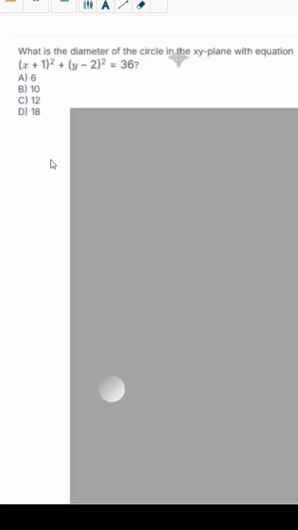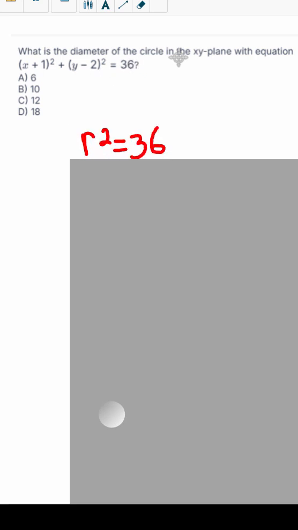Okay, let's practice one more. Again, we just change the numbers a bit from this same type of question. What's the diameter of the circle in the xy plane with equation (x + 1)² + (y - 2)² = 36? To find the diameter, of course, we're only interested in the right side, which is the radius squared. 36 is the radius squared.